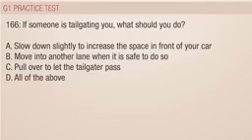Question 166. If someone is tailgating you, what should you do? A. Slow down slightly to increase the space in front of your car. B. Move into another lane when it is safe to do so. C. Pull over to let the tailgater pass. D. All of the above.